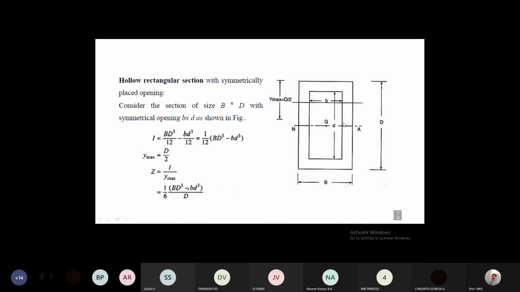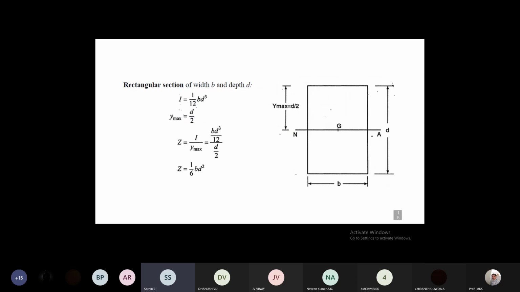Then y maximum is the distance from the neutral axis to the outermost fiber of the section, the maximum distance. The neutral axis is exactly at the center, so y maximum will be D by 2. Z is defined as I by y. When you substitute these two in the section modulus, Z is B D cube minus b d cube, divided by 6 D. You need to remember this equation also. If you know this, you can write the equation for the hollow section.